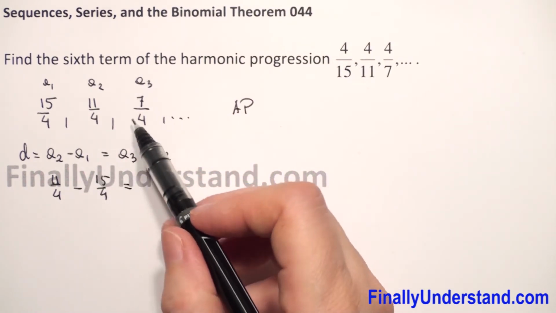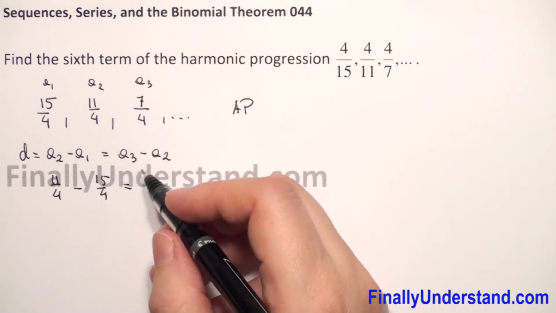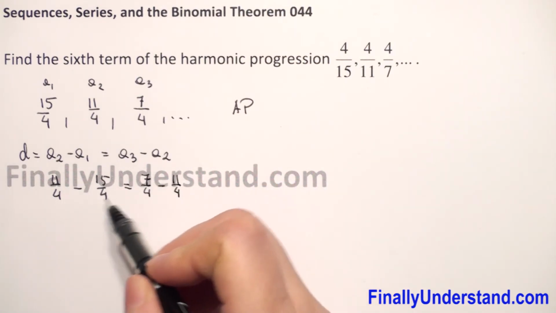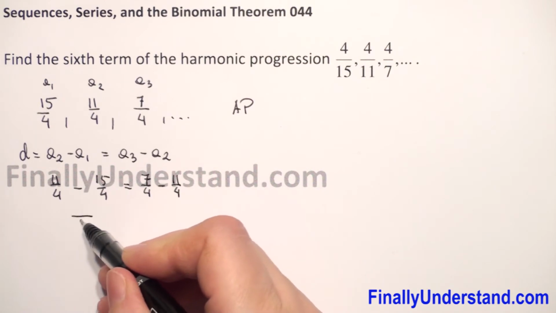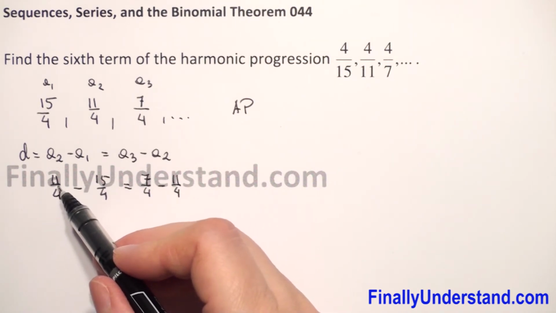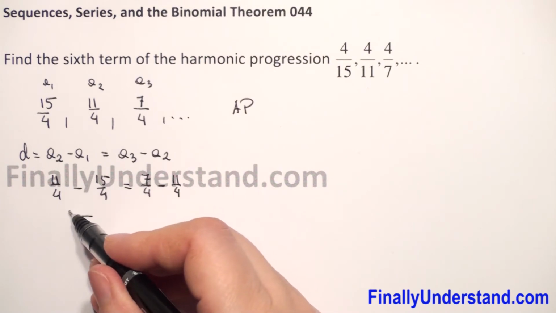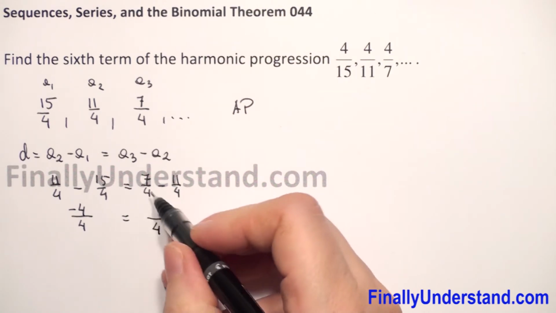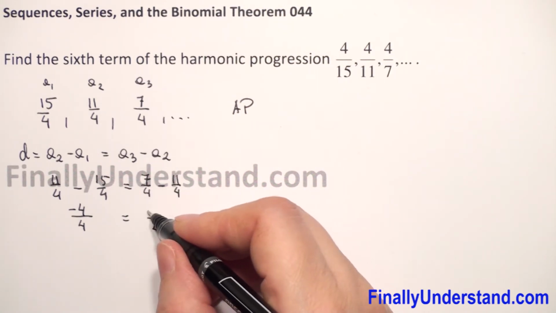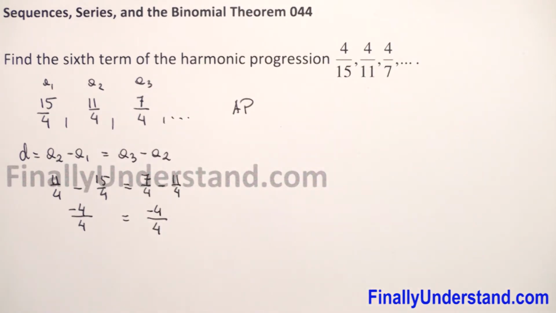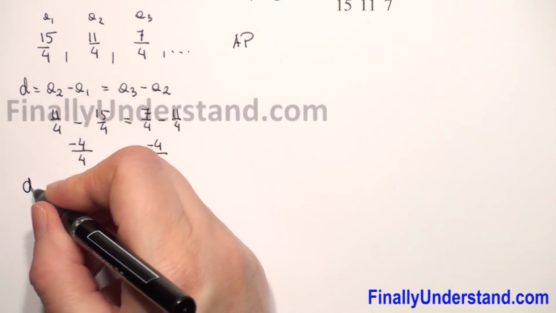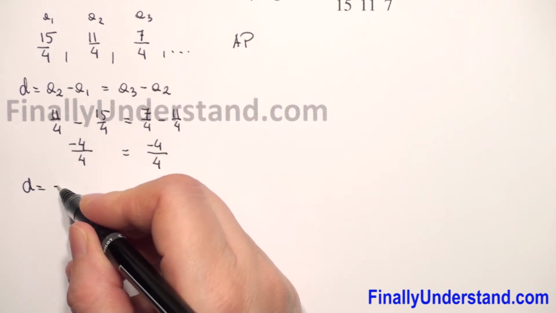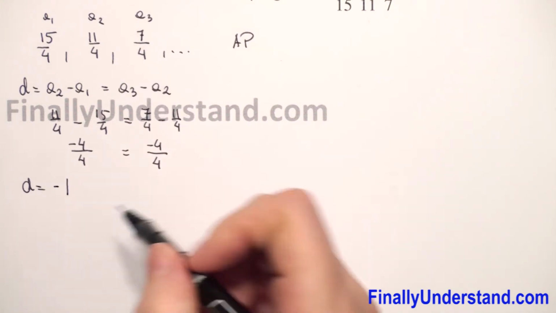And let's check what we have when we subtract a3 minus a2. It will be 7 over 4 minus 11 over 4. Subtraction of fractions with the same denominators: we copy the denominator and we subtract the numerators. 11 minus 15 is negative 4. And on the right side, we copy the denominator, 7 minus 11 is negative 4. So we see that the common difference d is negative 4 divided by 4, which is negative 1.